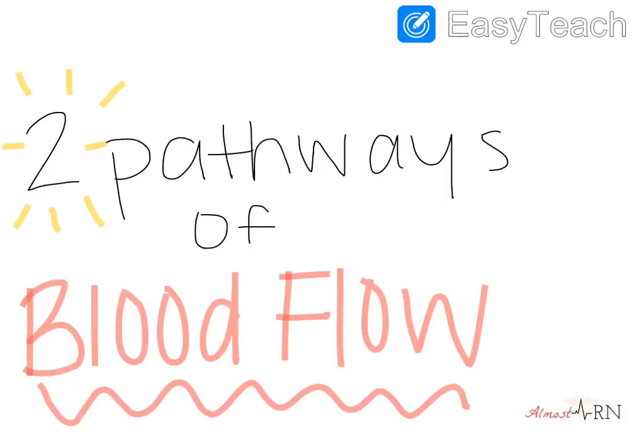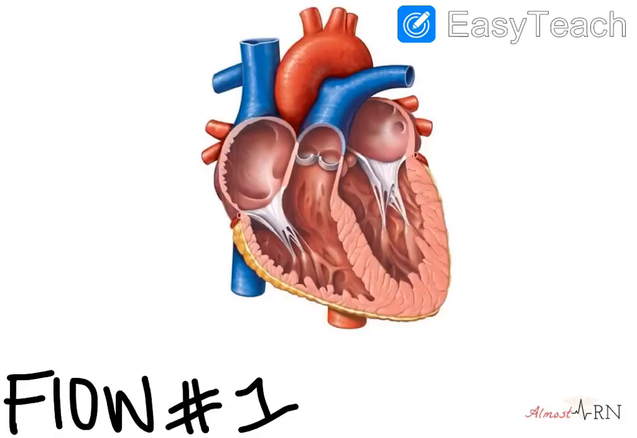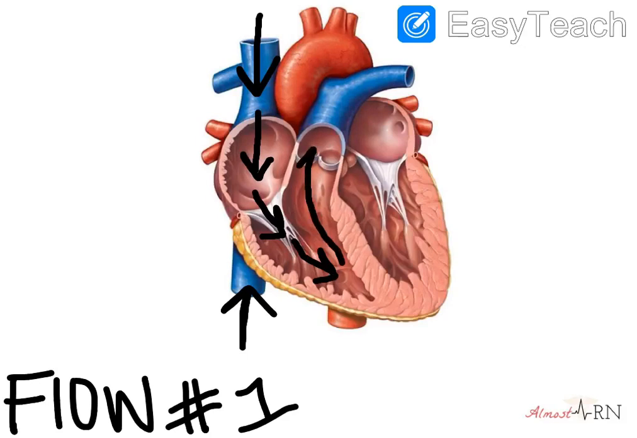Now for blood flow of the heart, there are 2 pathways of blood flow, and I'm going to go through both of them. So for our first pathway, blood is going to come in either from the superior vena cava or the inferior vena cava, and is going to dump into the right atrium. From the right atrium it is going to go into our tricuspid valve, which then dumps into our right ventricle. And then the blood is going to turn and go up the pulmonary valve, and then it is going to go into the pulmonary artery and out.